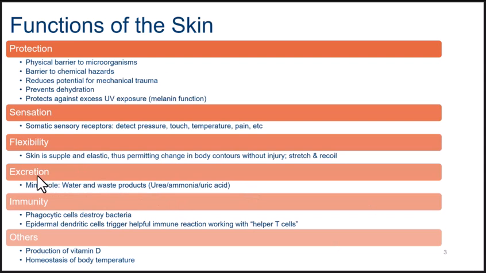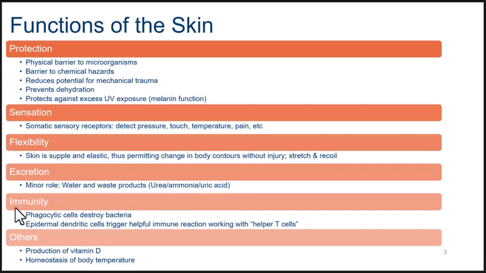Excretion. Our skin, this is more of a minor role, but our skin can regulate the volume and chemical content of our sweat. And so our skin has the ability to influence the amount of water and waste products that are in our body. And some of the waste products we're talking about are urea, ammonia, and uric acid. As I said, this is a more minor role compared to some of the other skin functions, but still an important one.